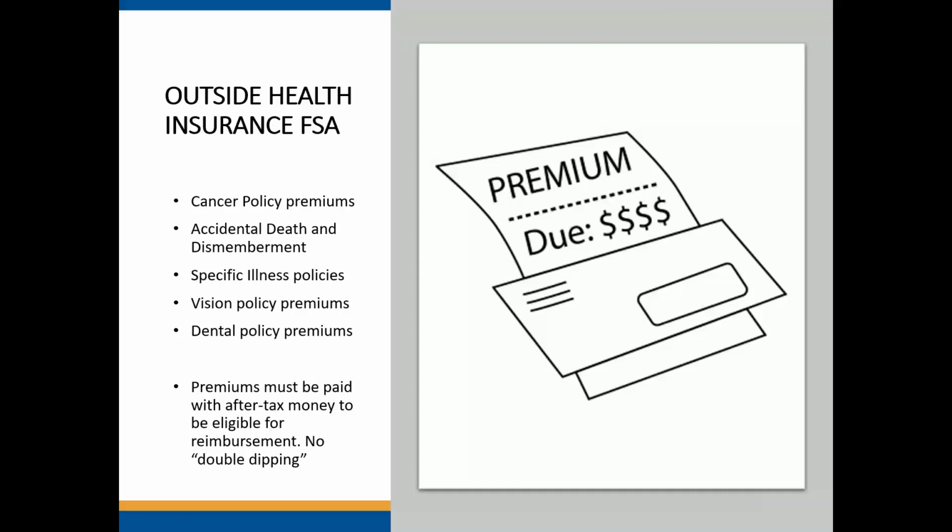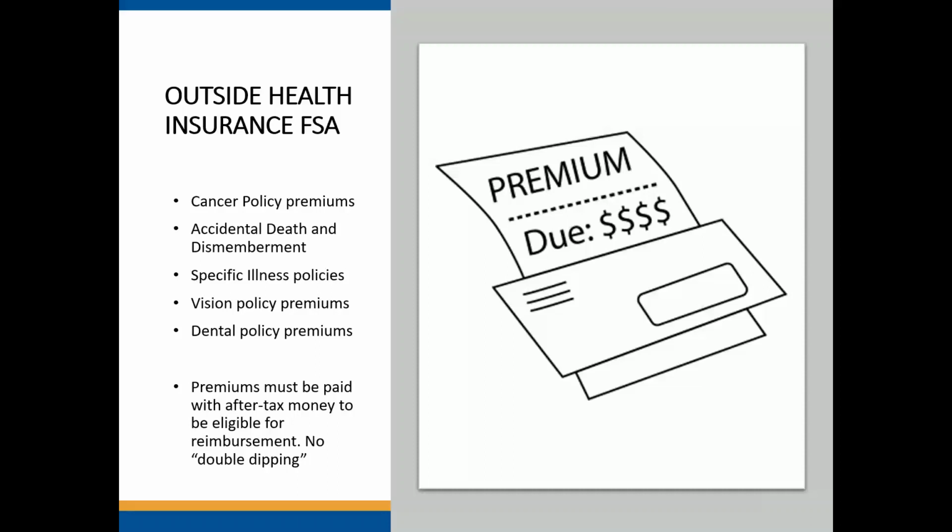Some eligible premiums through this category are cancer policy premiums, accidental death and dismemberment, specific illness policies, vision policy premiums, dental policy premiums, and the last bullet point there is that the premiums must be paid with after-tax money to be eligible for reimbursement. Cannot double dip. So if you're paying for, let's say, your dental policy premiums through payroll deduction, pre-tax, you cannot get reimbursed for them because you're not paying taxes on that premium anyways.